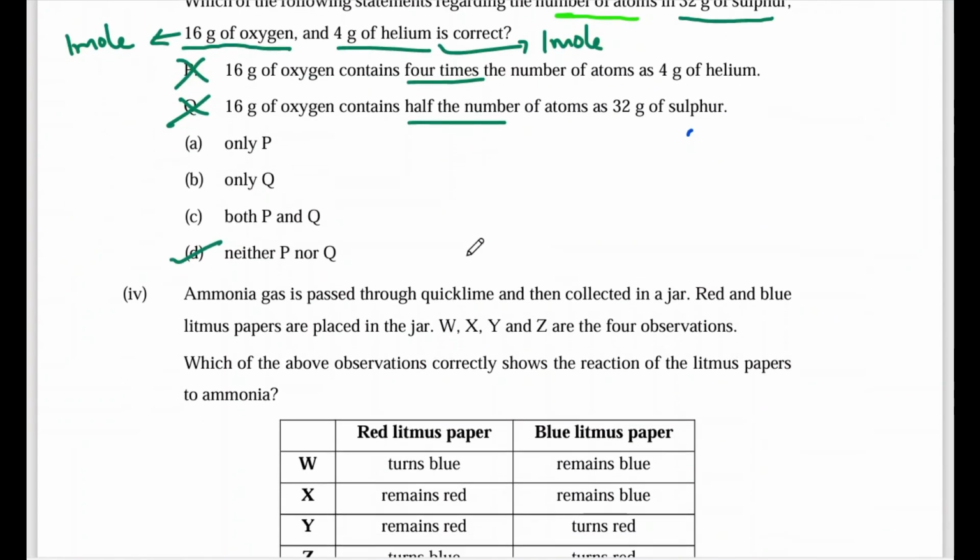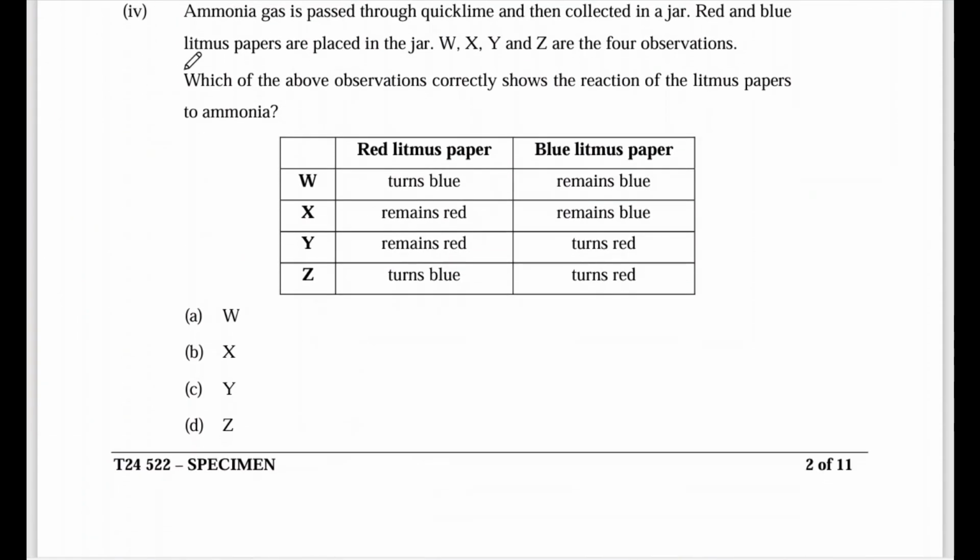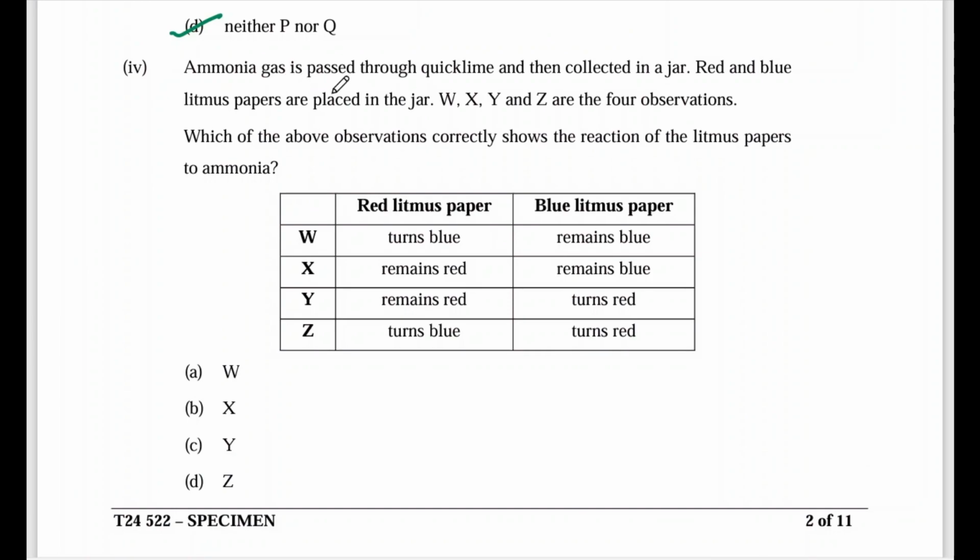Okay. Next question. Question number 4. Ammonia gas is passed through quicklime. Okay. This is the drying, right? Then collected in a jar. Red and blue litmus paper are placed in the jar. W, X, Y, Z are the four observations. Which of the above observations correctly shows the reaction of the litmus papers to ammonia?